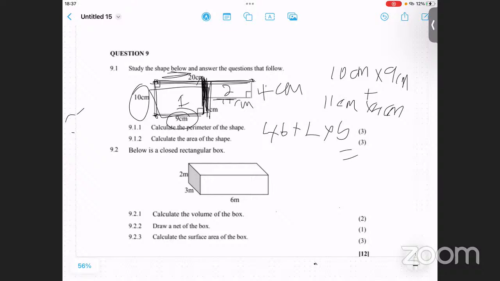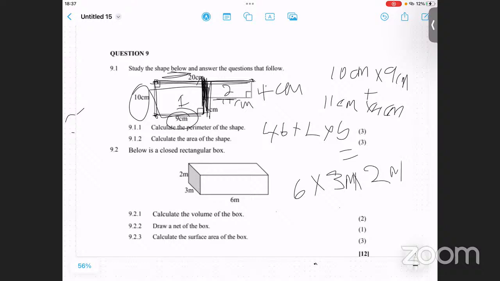I will move to 9.2. 9.2 says below is a closed rectangular box, and then you have the dimensions there. The first question says calculate the volume of the box. So we know that the volume formula is length times breadth times height. In this case, our length is 6. So you're going to take the 6 centimeters multiplied by the breadth, which is 3 centimeters, and then multiplied by the height, which is 2 centimeters. So it's going to be 6 multiplied by 3 multiplied by 2.